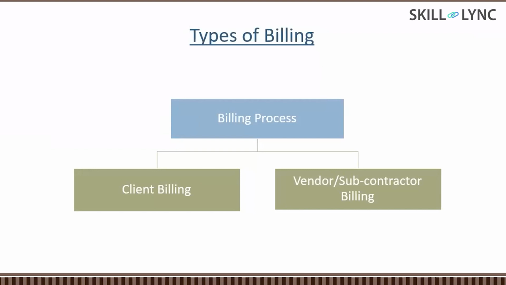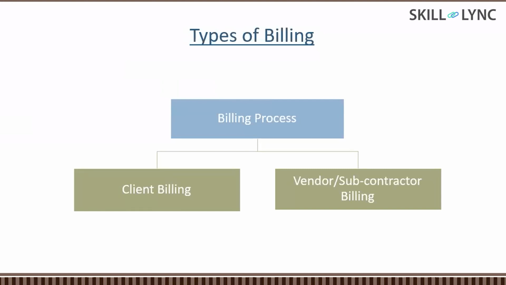The second is the vendor or subcontractor. Big construction companies do not complete the entire work by their own workforce only. They get many petty contractors and labor contractors who do this labor work. These are called subcontractors. For these subcontractors, we have to do the billing in a similar manner: the subcontractor raises a bill to the contractor for whatever work he has performed as per the work order given by the contractor company.